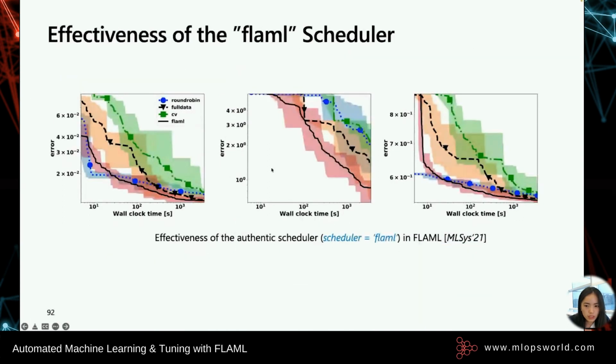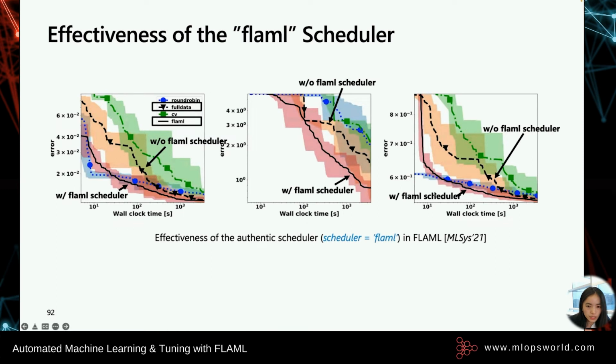These three figures show the performance of our search algorithm in FLAML with and without the FLAML scheduler. Here, sample size is used as a resource dimension. When the FLAML scheduler is not used, the method is named full data. So this is one with or without the FLAML scheduler. From all these three results, we can observe that if the FLAML scheduler is used, we can save a lot of the computation needed for AutoML. So basically, we can achieve better results within the same resource budget.